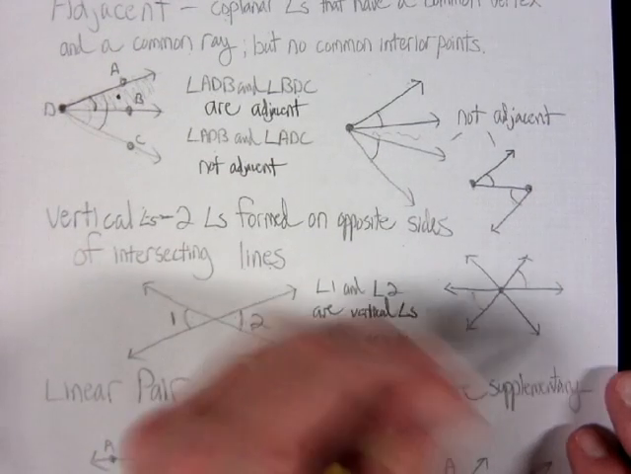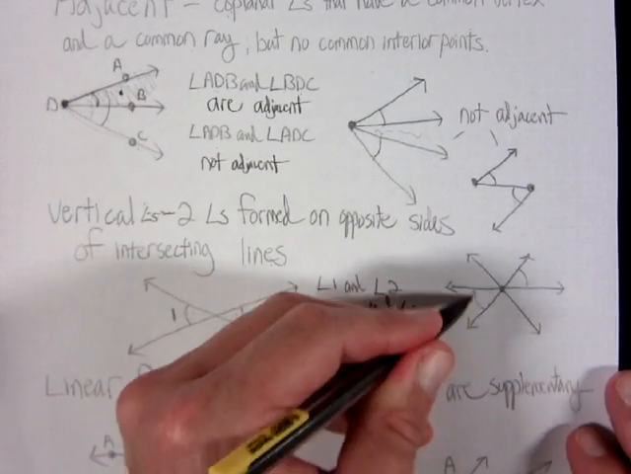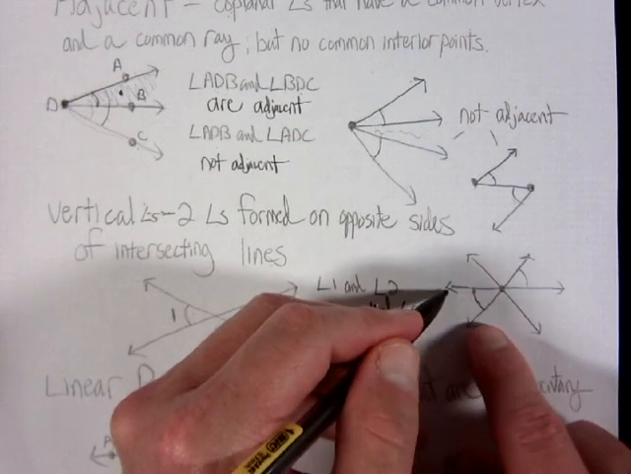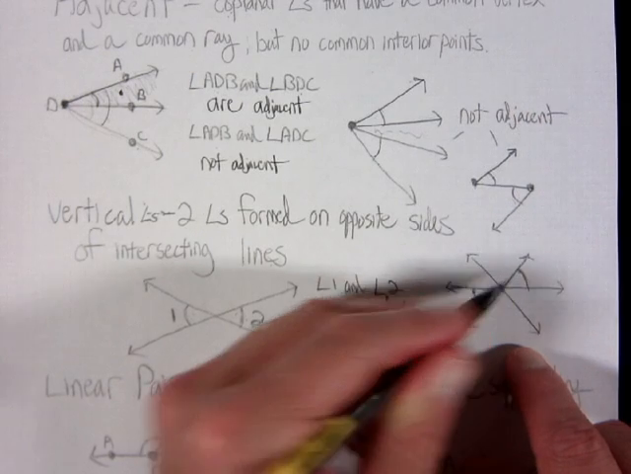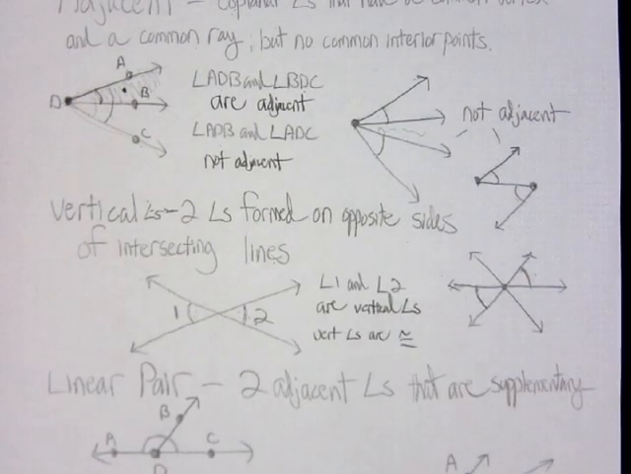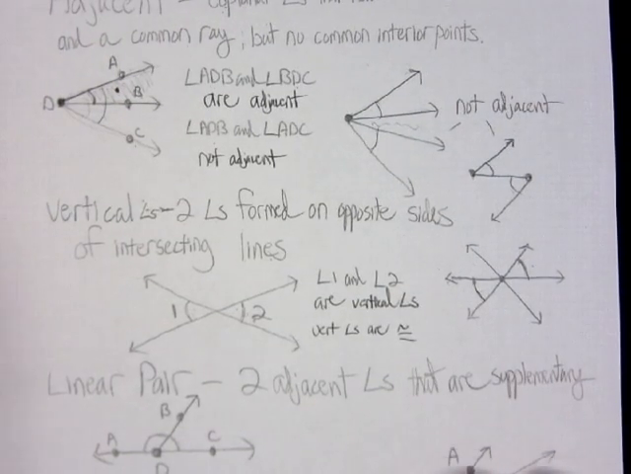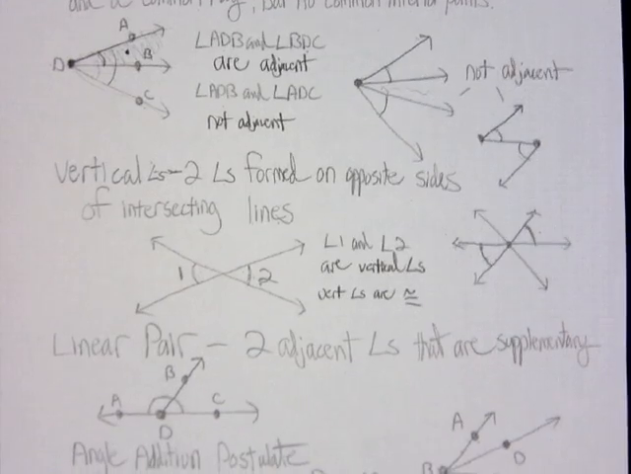If you've got several lines that are intersecting, and you wanted to find, say, the vertical angle to this angle, trace it straight back, and the one exactly on the opposite side is the vertical angle to it. So in this case, the two that are outlined are the two that are vertical. So vertical angles are on opposite sides of intersecting lines.